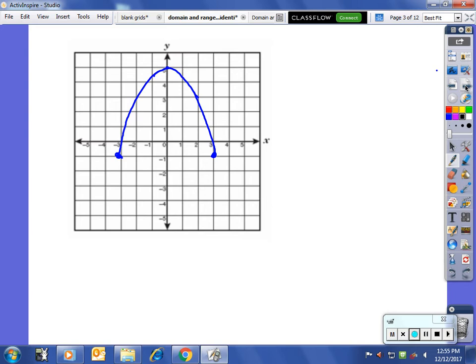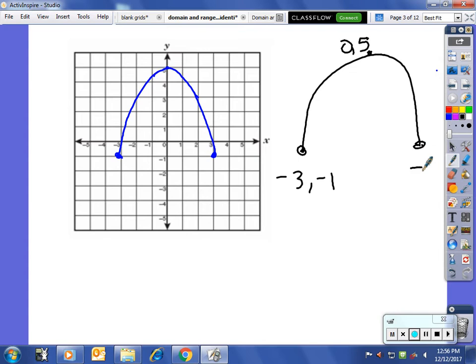All right, let's try some more. A parabola, or in this case, it's part of a parabola. It has two endpoints. Now, if you're trying to draw this in your notes so you can have examples, let's talk about the points that are significant here. This is at -3, -1. This point way up here is at 0, 5, and this point over here to the right is at 3, -1. Is this continuous?